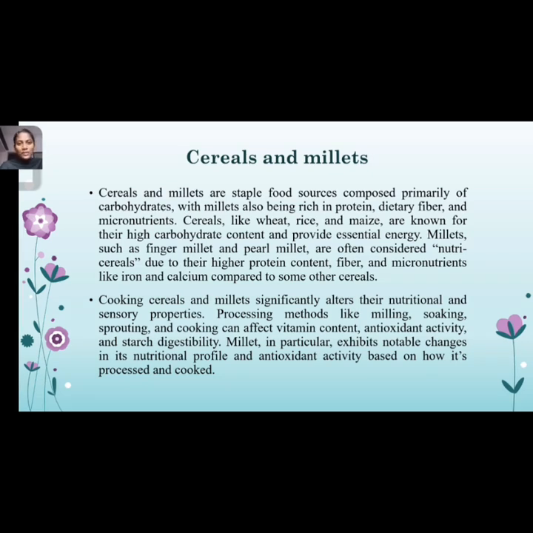Cooking significantly alters the nutritional and sensory properties of food. The effect of cooking on cereals and millets significantly alters their nutritional and sensory properties. Not only at the stage of cooking, but before it, the milling process, soaking process and sprouting process can affect the nutritional properties of our food. Millet particularly exhibits notable changes in its nutritional profile and antioxidant activity based on how it is processed and cooked.